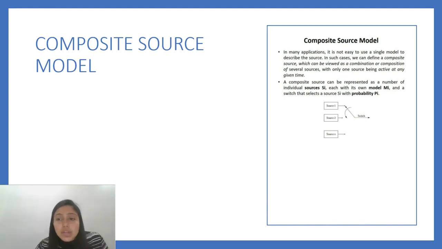This composite source can be represented as a number of individual sources, each with an individual model, and a switch that selects a source with probability pi. Once a source is given, we calculate the probability for a particular model to be chosen, then we combine those and propose an outcome based on that. This diagram shows the switch being given, and this particular model will be chosen. So this was all for today: the Markov model and the composite source model.